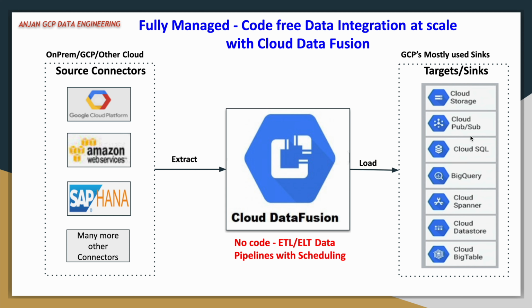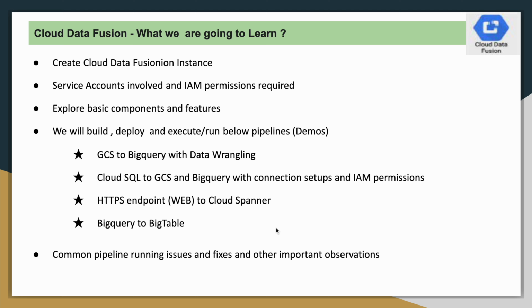These are the very commonly used sinks or targets. In most use cases, you will use BigQuery as your data warehouse, and you can use Cloud Storage to write data. You can use Cloud Pub/Sub, Cloud Spanner, Cloud Datastore, and Cloud Bigtable in the case of high-throughput and very huge data with NoSQL use cases. I hope I'm clear. Let us quickly move to the demo.